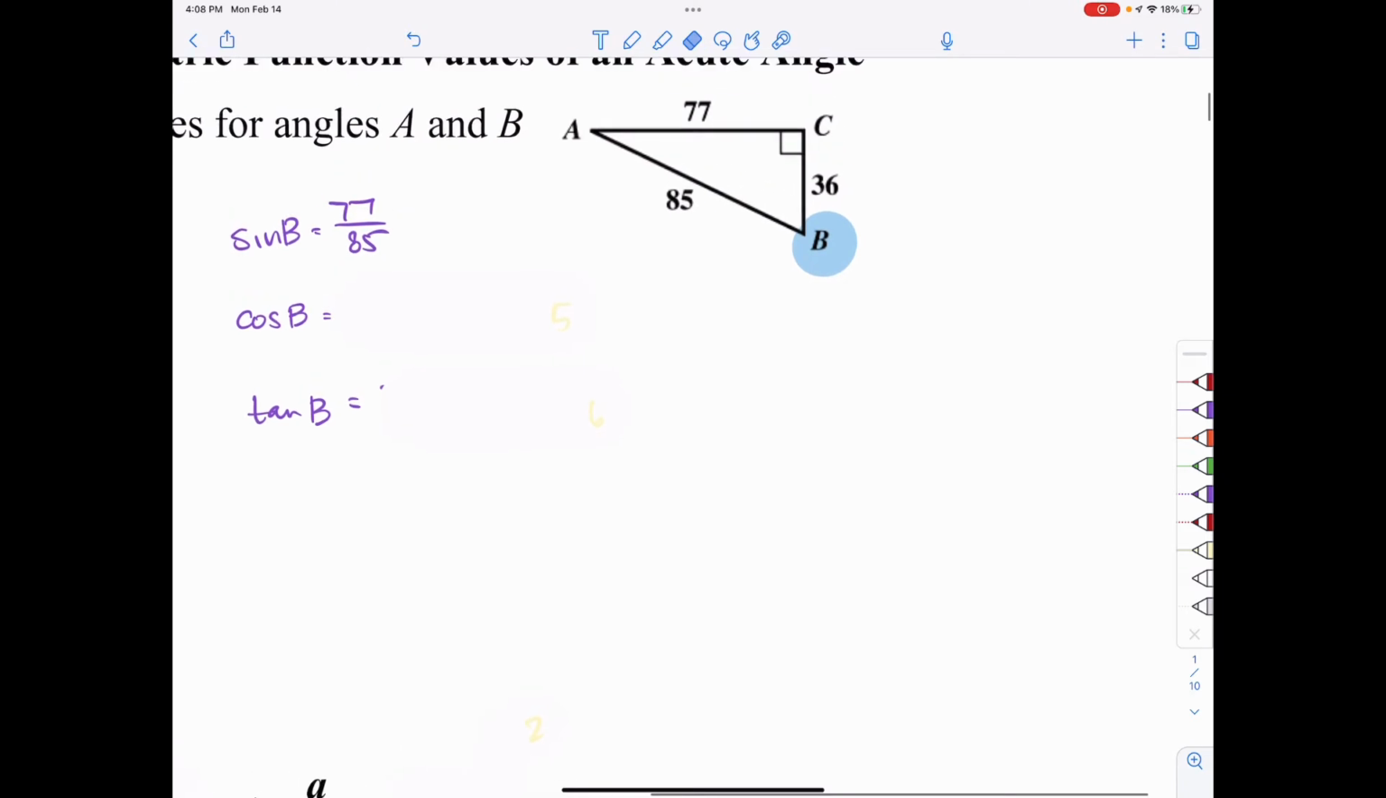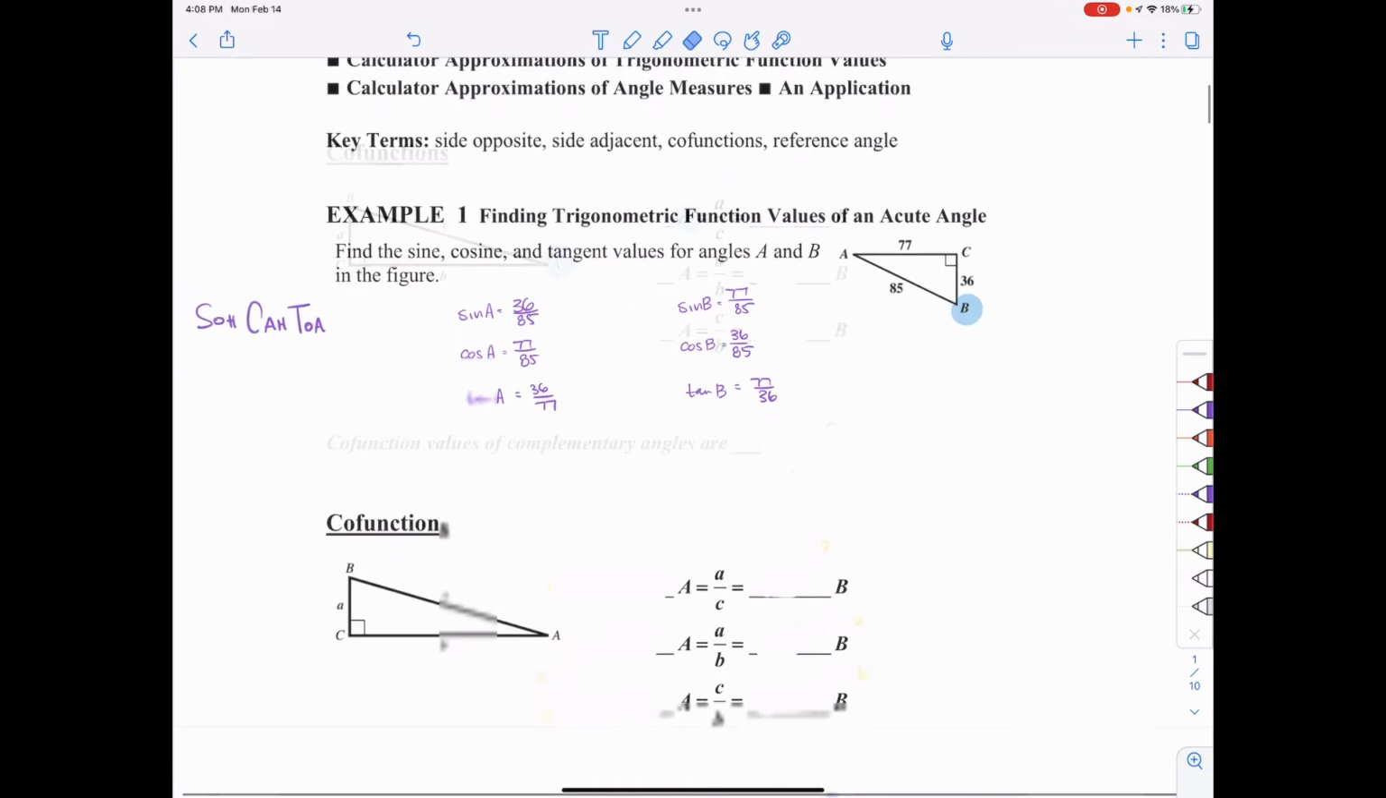The cosine of angle B is going to be the adjacent over the hypotenuse, so that'll be 36 over 85. And then the tangent of angle B will be the opposite over the adjacent, so 77 over 36.